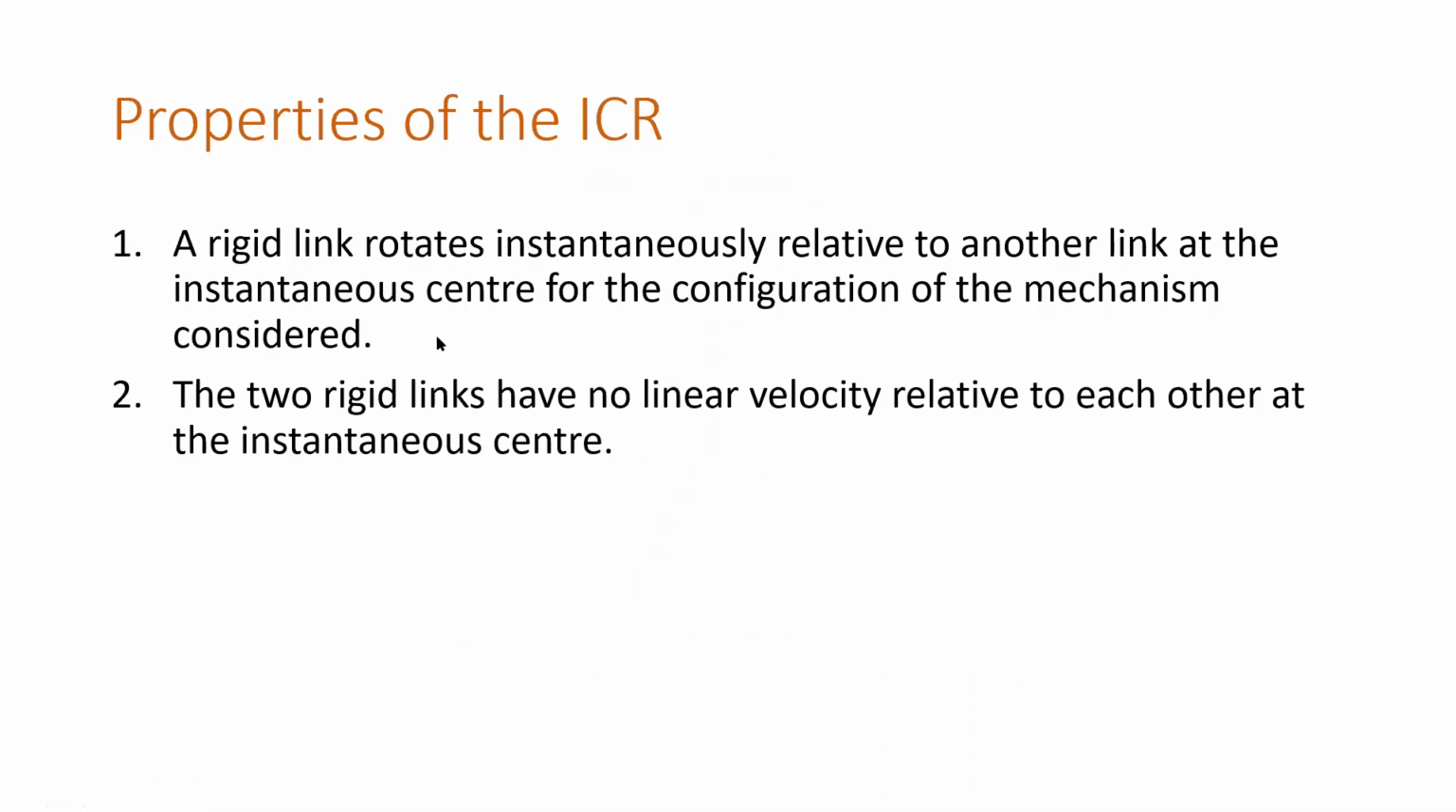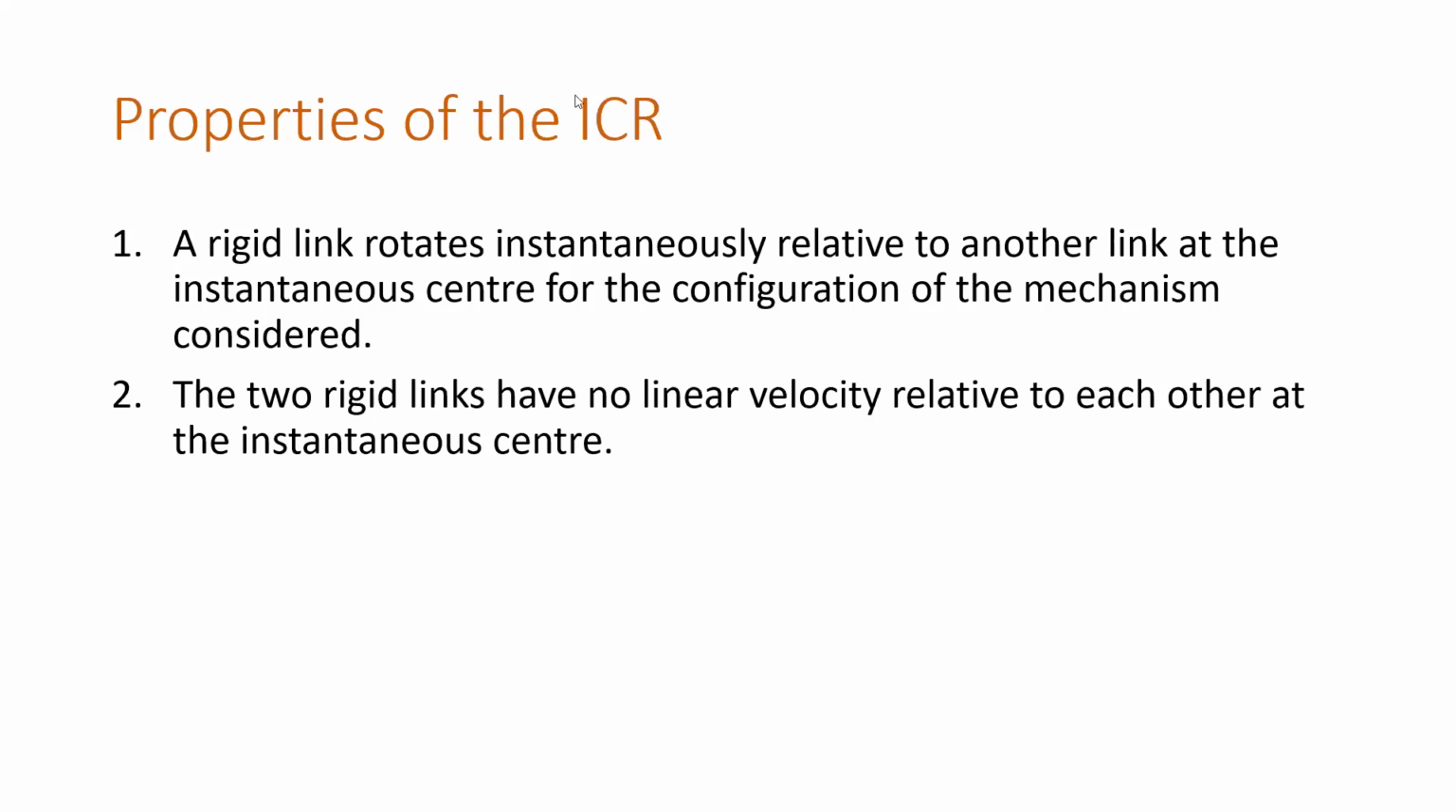So what it says is that for two links, you can define one ICR. And what is the property of that point for those two links? About that point, one link will rotate with respect to another link.